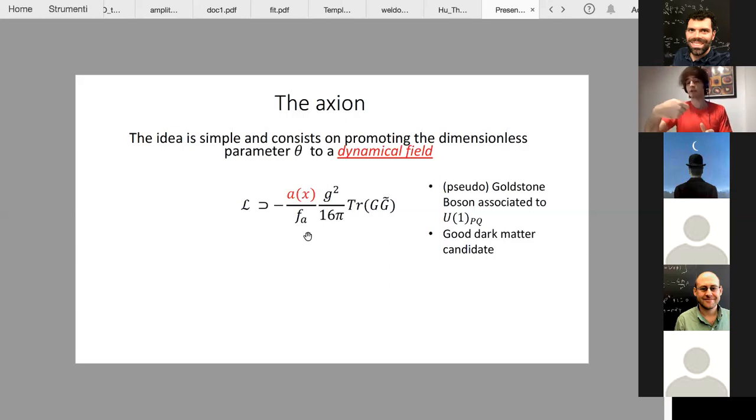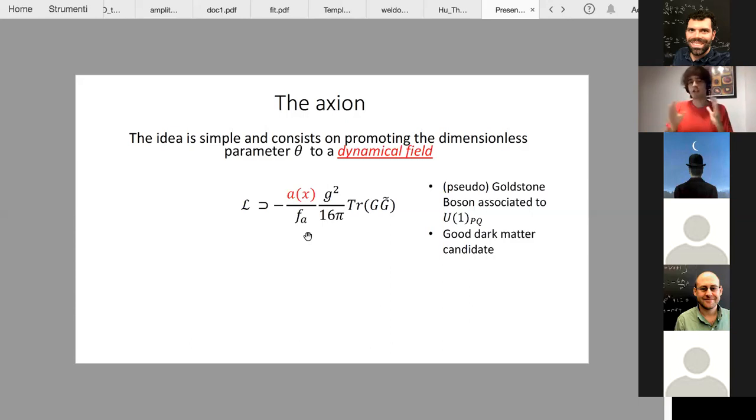And actually, at the end of the day, you can do the calculation, see that the mass is positive, and then this field essentially relaxes to zero. So you have a dynamical explanation for that parameter in the Lagrangian to be small, okay? So this is how you solve the strong CP problem.